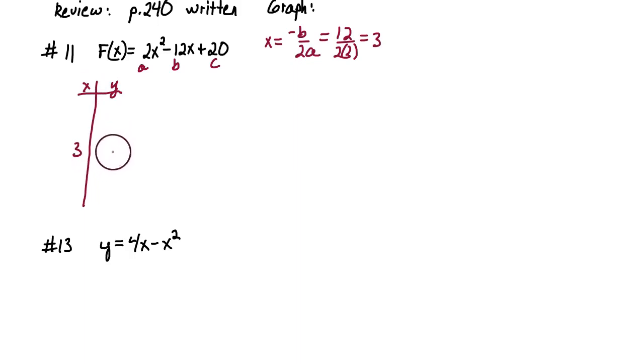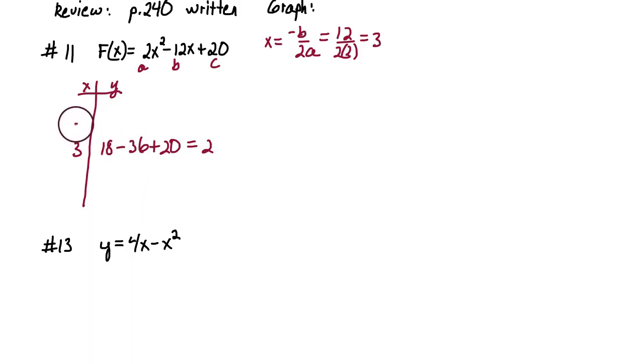To find the y value of the vertex, substitute 3 into this equation. 3 squared is 9. 2 times 9 is 18. Minus 12 times 3 is 36. And then add 20. Let's see what this makes on the calculator. It makes 2. So the vertex is 3, comma 2.